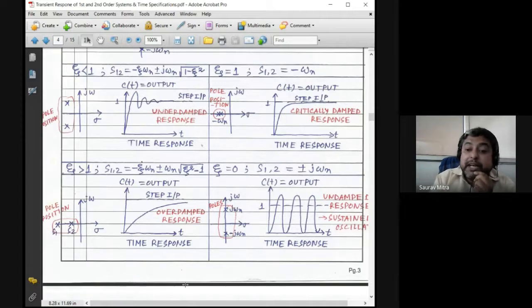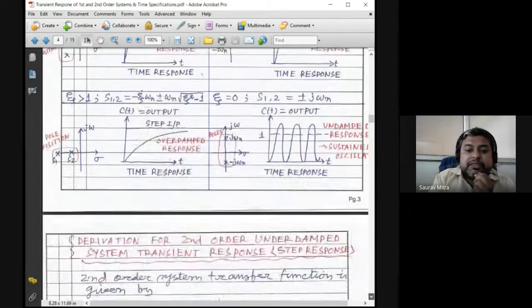But in case of overdamped, when R value is very high, at that time you will find that the output is not rising very high, and output is settled a lot below the input. So this distance between input and output is called the steady state error.